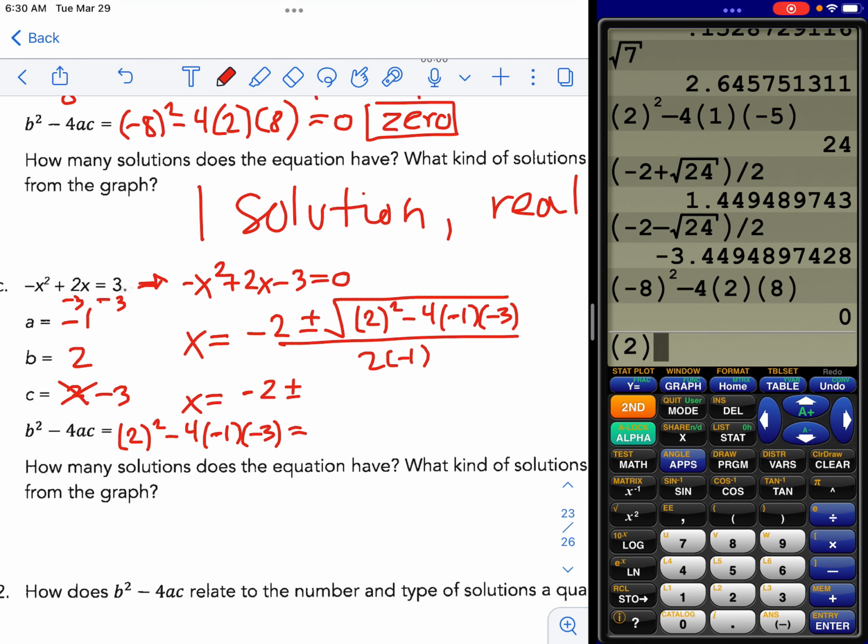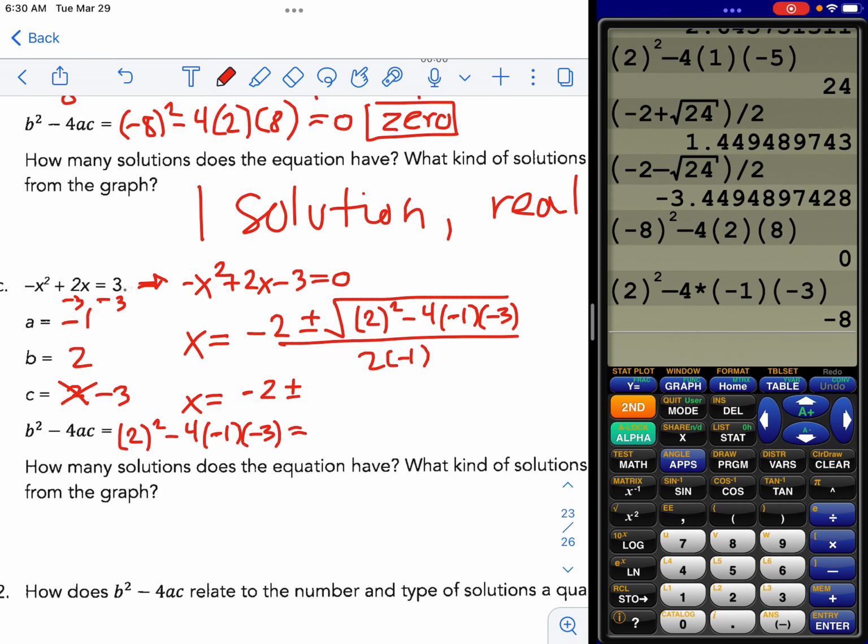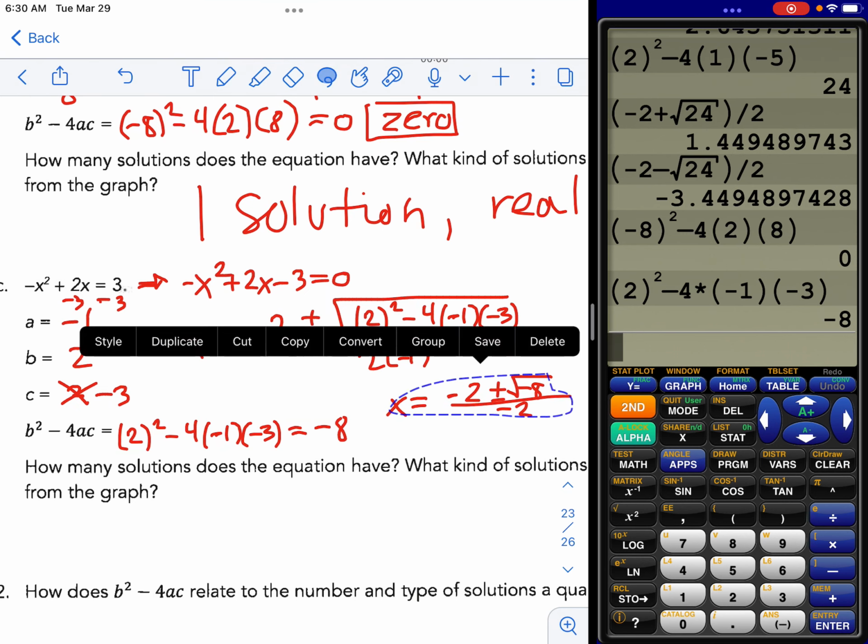So we've got 2 squared minus 4 times a, which is -1, times c, which is -3. That's why we use those brackets with all that stuff. And this is -8. So this is -2 plus or minus the square root of -8 all over -2. I'm going to move that. It's kind of getting lost. There we go.